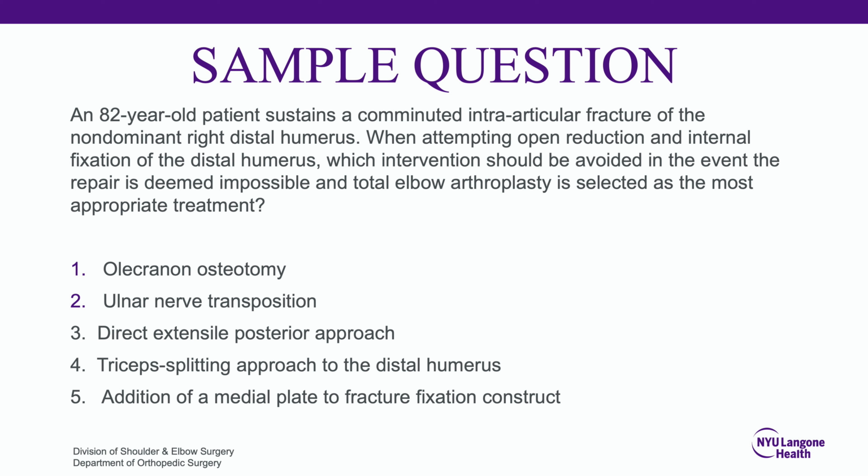So ulnar neurotransposition doesn't matter. Posterior approach is going to be what we normally would do. Triceps splitting, you could do that in many different ways. Addition of a plate on the medial part, unless the screws get in the way, that's probably not going to be really much of an issue. So olecranon osteotomy is the final answer.